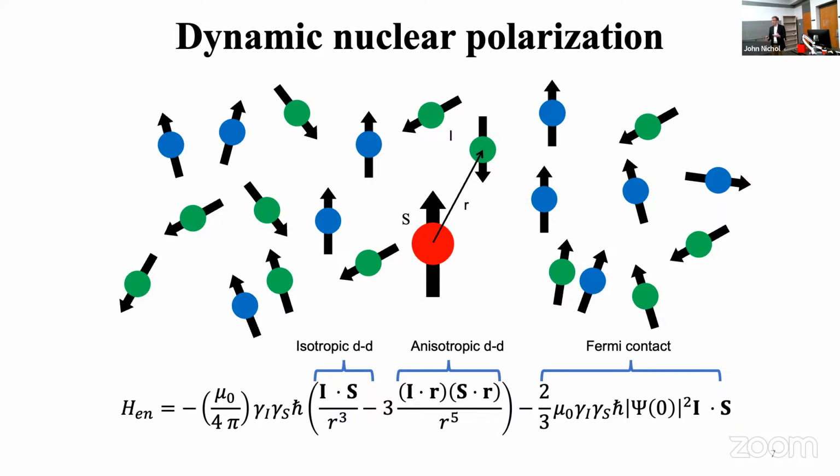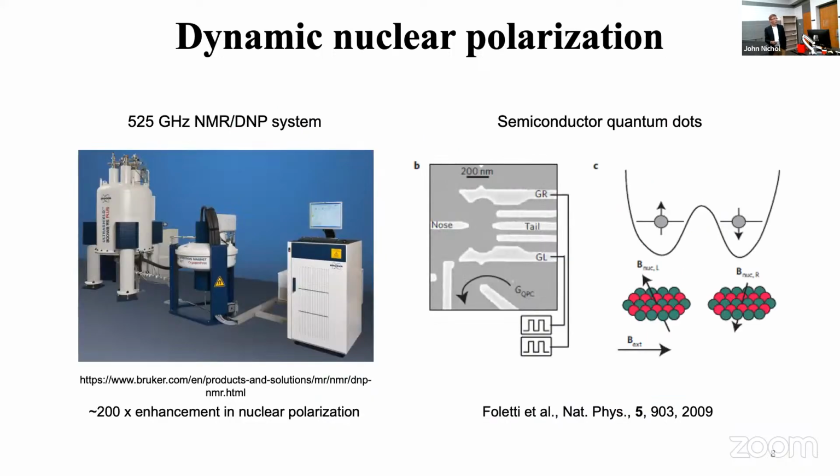If we polarize the electron spins, we can exploit this Fermi contact interaction to transfer angular momentum to the nuclear spins. All right. So you can buy a very fancy NMR DNP system. Here, this is a 525 gigahertz NMR DNP system. You need a large field to Zeeman split the nuclei. But if you have this large field, you also need a very large frequency to address the nuclear spins. And by essentially driving the electron spins just a little bit off resonance, where the difference is the nuclear spin Zeeman splitting, you can transfer polarization from the electron to the nuclear spins. All right, so this is something that happens all the time with NMR spectrometers.